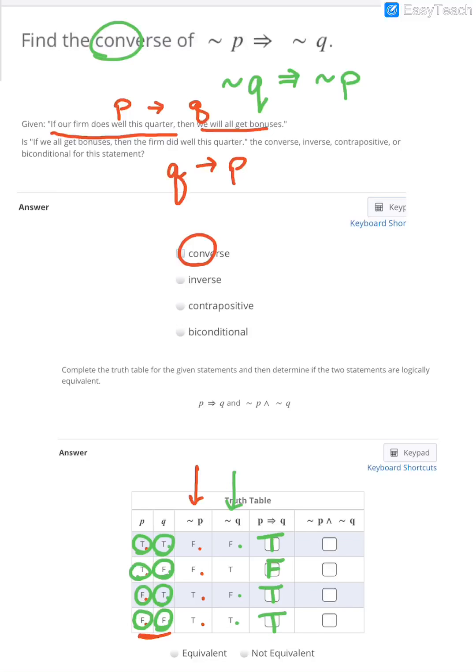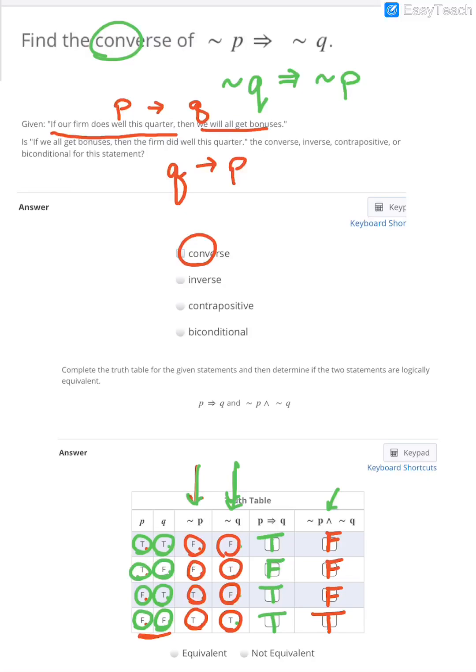As I look at my and statement in this column, I'm going to be comparing these two columns here. And remember, and is true only when they're both true. So when I look at this first row, notice they are both false. So and would be false. On the second row, and is only true when they're both true. They're not both true, so that would be false. On the third row, and is only true when they're both true, so that would be a false. And finally, on the last row, they're both true, so that would be true.